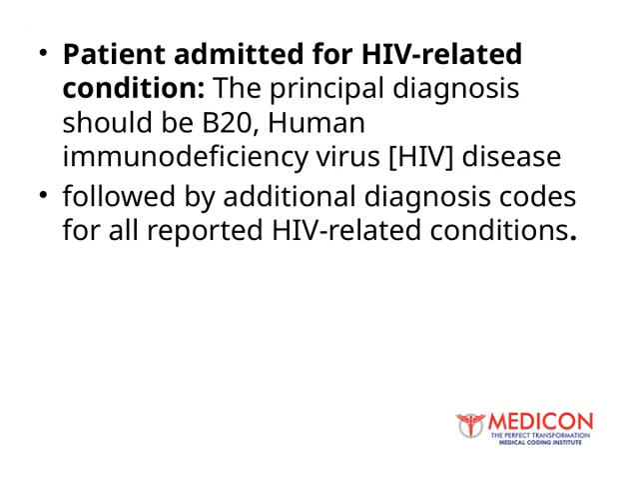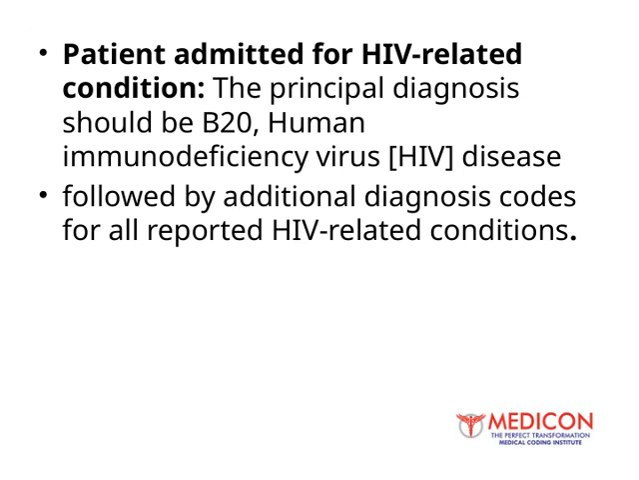This approach ensures that the medical record accurately reflects the patient's overall condition, which is especially important for treatment planning and proper reporting. Remember, the key point here is that B20 is always the principal diagnosis when HIV is the main reason for admission, and all other HIV-related issues are documented with their own codes.